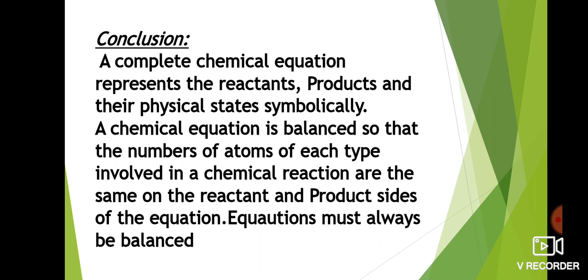So I conclude my topic. A complete chemical equation represents the reactants, products, and their physical states symbolically. Why should we balance a chemical equation? Because to maintain the law of conservation of mass, so that the numbers of atoms of each type involved in a chemical reaction are the same on the reactant and product sides of the equation. Equations must always be balanced, you know.